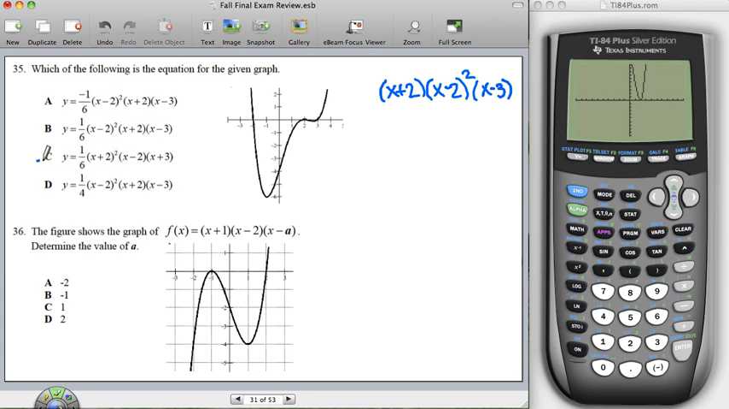So C can't be a solution. Let's see here. All right, so then we just have to pick between A, B, and D. To be able to do that, we need to solve for A.